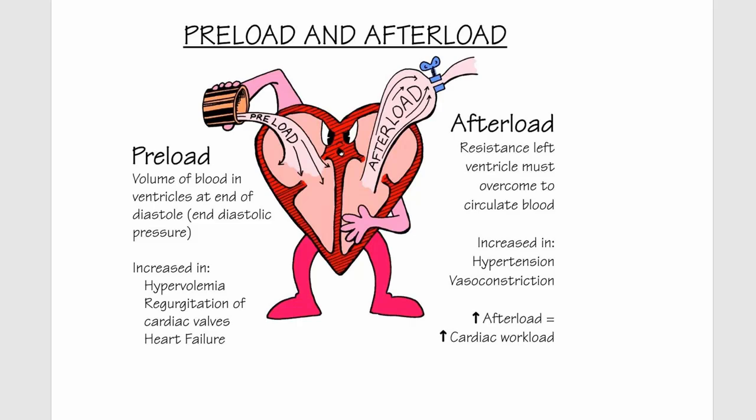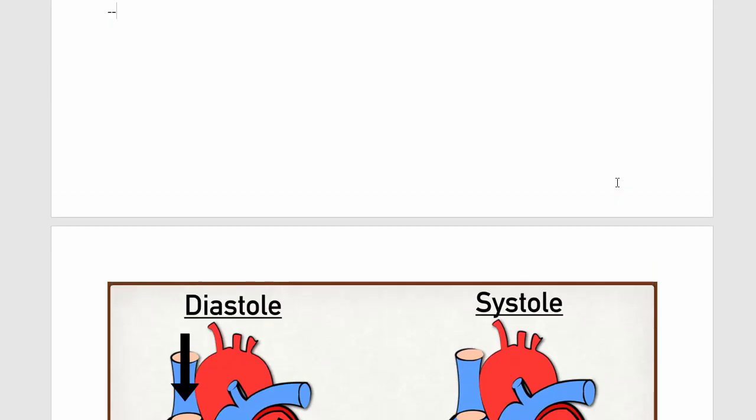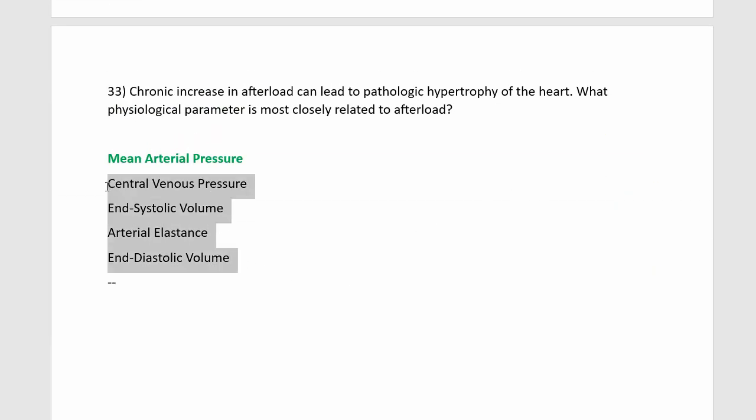And then finally we have end diastolic volume, and this is the amount of blood present in the ventricle prior to contraction. And this is actually a decent indicator of preload, but it doesn't represent afterload. So it is none of these.